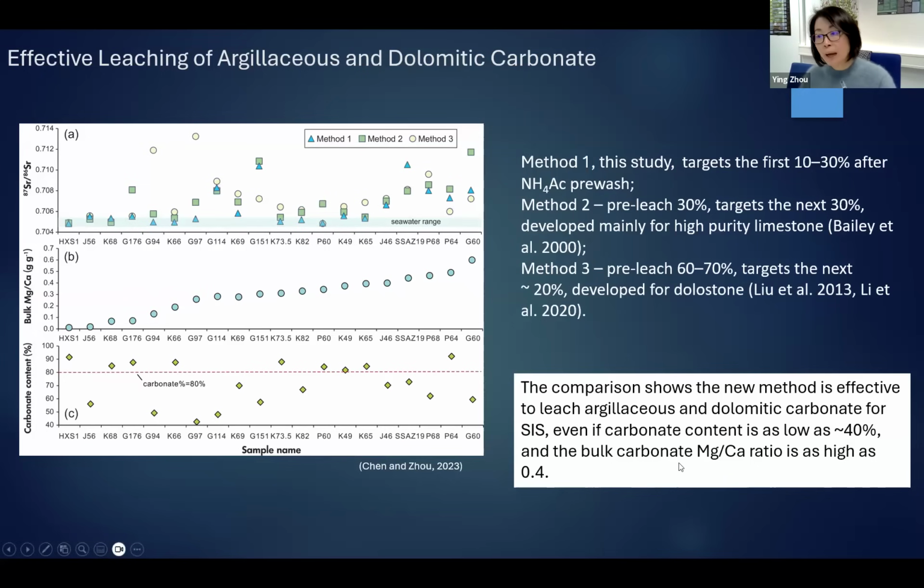Here we can see that the comparison shows that our new method not only can be used for pure carbonate or higher carbonate content, lower magnesium and calcium ratio, but it can very effectively leach out the carbonate proportion for argillaceous and dolomitic carbonate for strontium isotope stratigraphy studies. And even if the carbonate content is as low as 40%, here we can still see it is basically giving us presumably the seawater range.